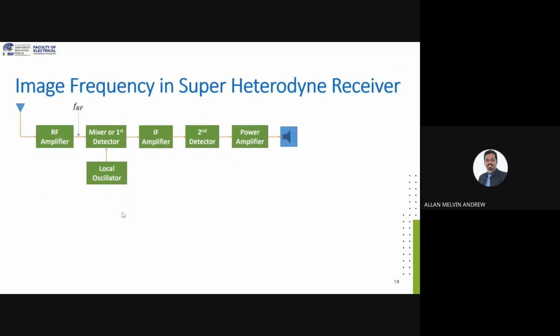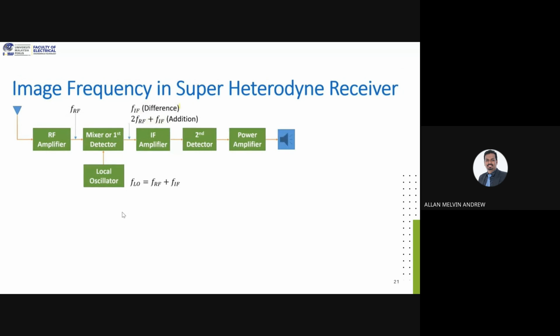Okay, so this is the same thing. Just open first everything. Again, I just want to repeat. Our receiving antenna will receive, and the radio frequency amplifier will receive from the antenna. It will give us FRF here.